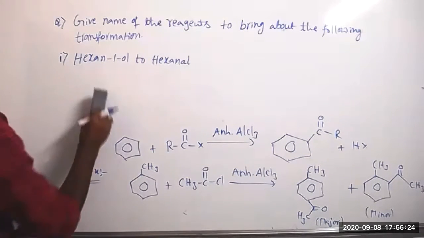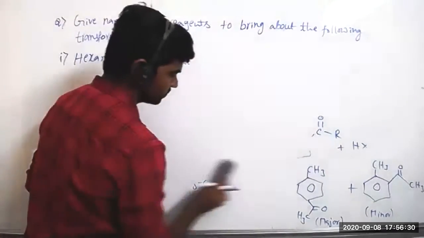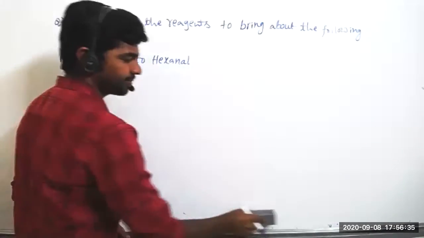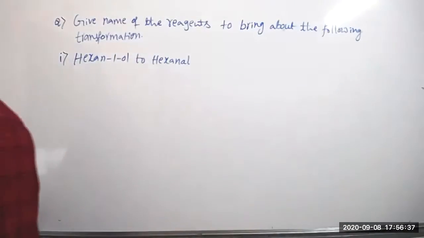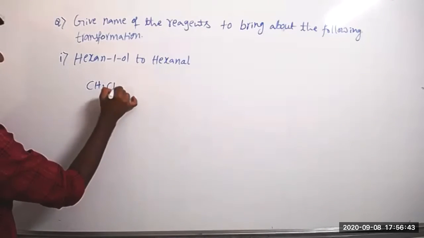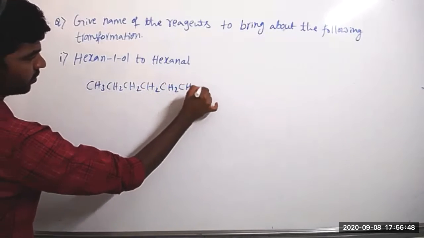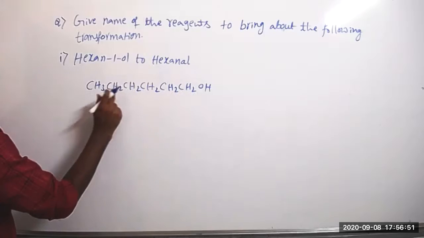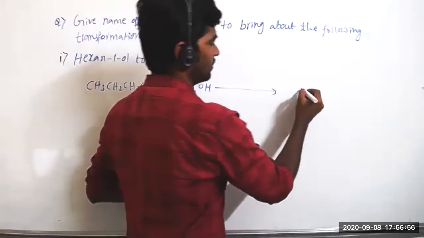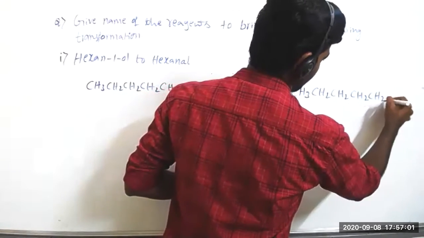So what is the required reagent to convert hexan-1-ol to hexanal? What reagent is required to convert hexan-1-ol to hexanal? The structure is CH3CH2CH2CH2CH2CH2OH. This is hexan-1-ol. It gives CH3CH2CH2CH2CH2CHO.